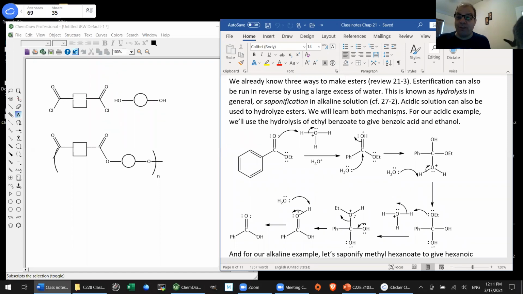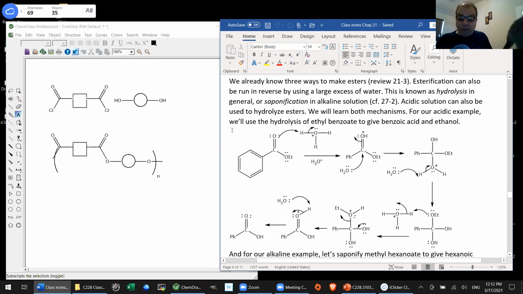The Fischer esterification can be run in reverse by using a large excess of water. And what you see here is the mechanism of acid hydrolysis of an ester, which you can certainly do. Hydrolysis of an ester, again, can be done in either acid or base. And if you look at this, I think you'll see that it's essentially the Fischer esterification mechanism, but exactly backwards. It's absolutely run in reverse. And that's because all of those steps are reversible. So this whole reaction scheme is reversible, can be run in either direction.